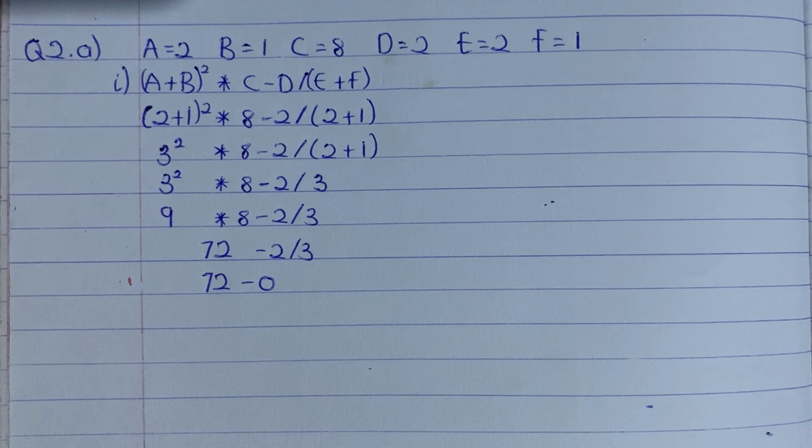So in C++, 2 divided by 3 will give us 0 and not 0.6. The decimal part will be truncated. Now our final answer is 72. So 72 minus 0 is 72.